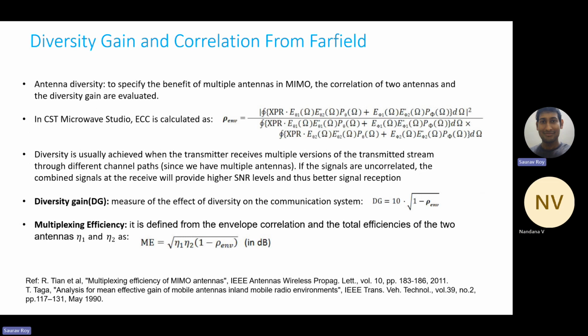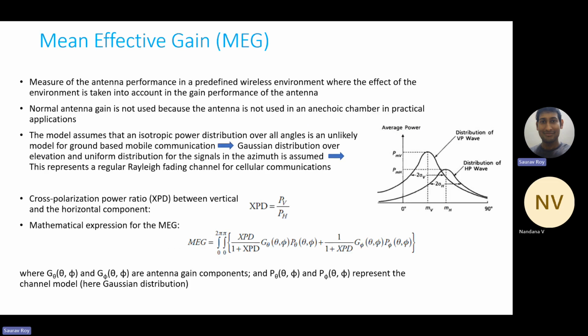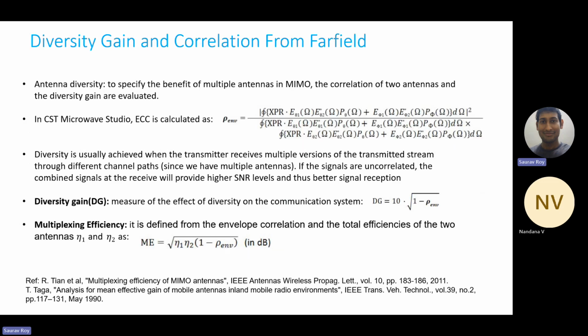This is the last topic: the diversity gain and correlation from far field. You see the formula we have seen before, where rho is the ECC. In CST they have a similar one, but the notations are defined differently. How they calculate this is taken from CST itself. They take XPR, the cross polarization ratio. What we are calling XPD, they are calling XPR. If you need the ratio of PV and PH, you can calculate that. From that, with this big formula, you can calculate this.